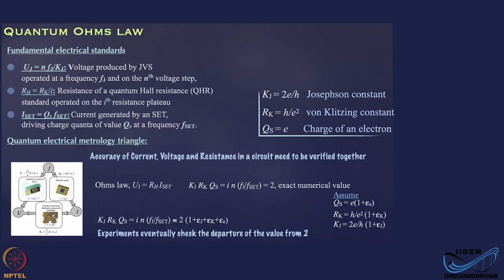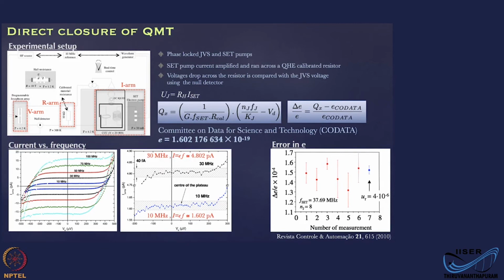So in this lecture, we will discuss one experiment, which discusses how to close this quantum metrology triangle, the QMT, directly. So here is a schematic diagram of the circuit. It's not just a concept, this experiment is performed, okay.